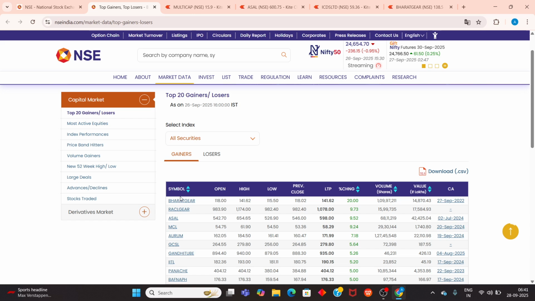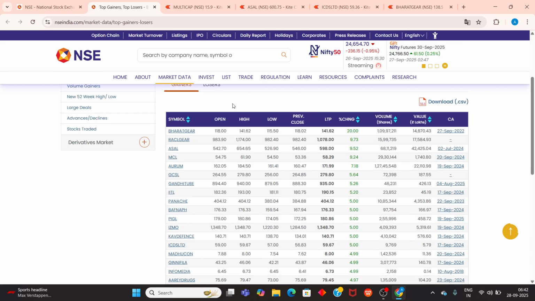Here you can see at the top: symbol, open price, high price, low, previous close, latest traded price, percentage change, volume in shares, volume in lakhs, and CA. We need only the percentage change and volume. Volume, as I mentioned, is the liquidity of the stock.